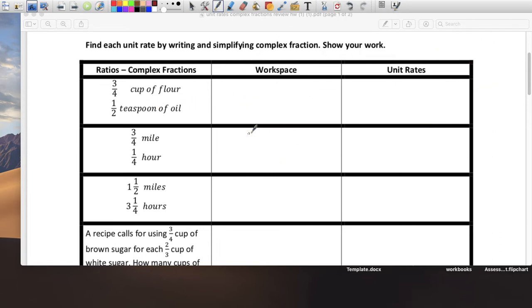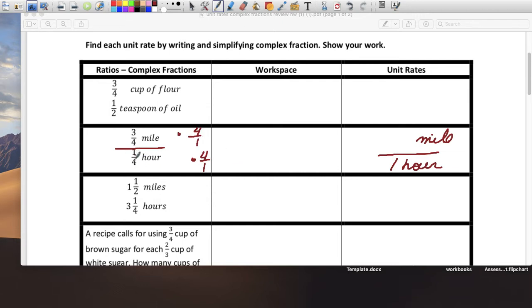3/4 of a mile in 1/4 of an hour. So let's say you walk or run or drive 3/4 of a mile in 1/4 of an hour. So again, the unit rate means at the bottom, instead of 1/4 of an hour, I want to change it to 1 hour, right? And the top one is going to be miles. So how do we make that change? Well, it's 1/4, so we're going to multiply this by 4/1 at the bottom, right? And then we're going to multiply the top also by 4/1.